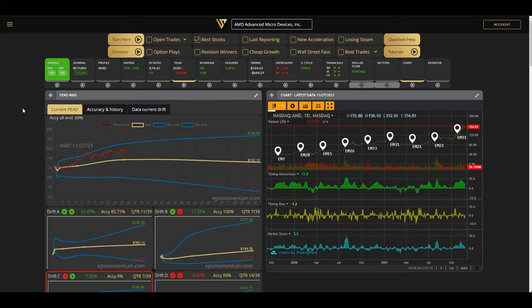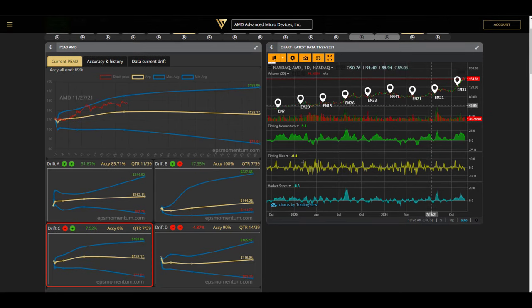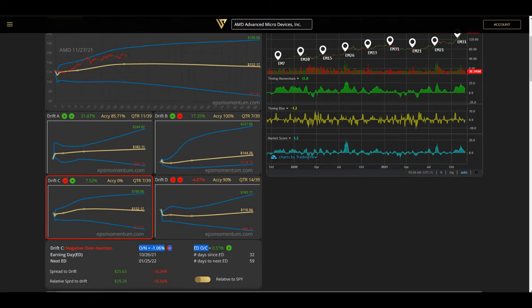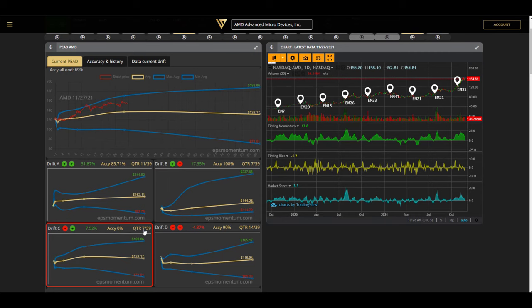So the drift is extremely powerful. It takes all of the last quarters that are in that configuration, drift C. Drift C is based on the change overnight and the change during the day after earnings. So this is negative and positive, so negative and positive. Overall, it's 7 quarters out of 39.